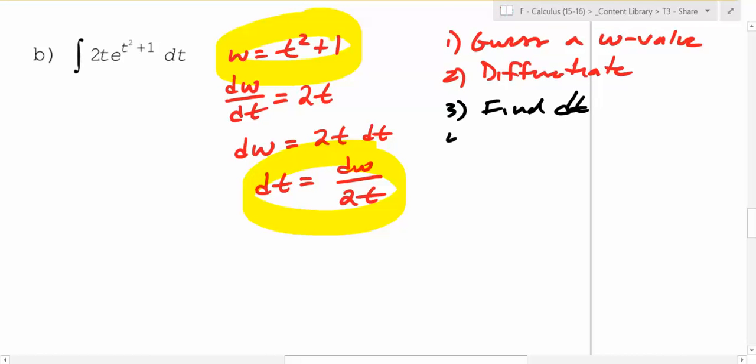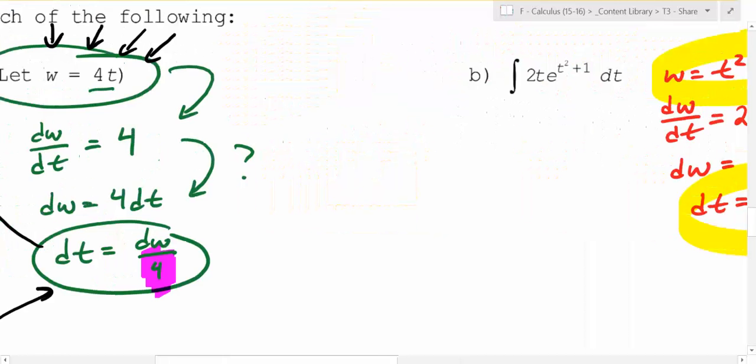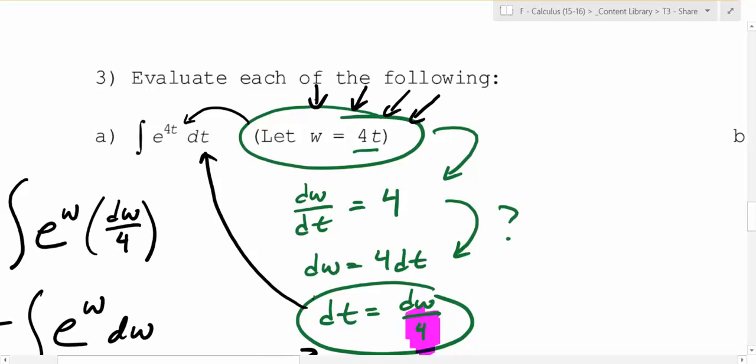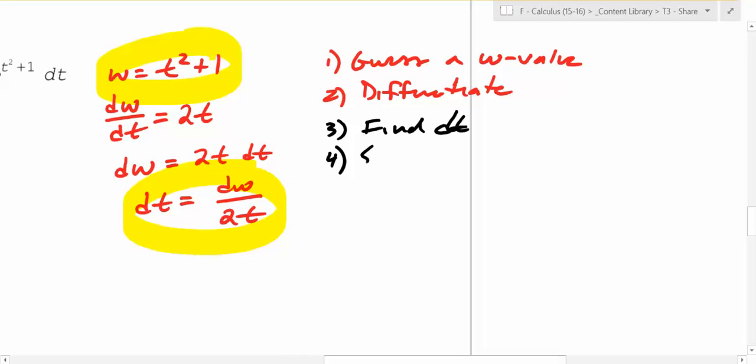So now what do we do? What do we do with those two things once we find them? We take those two things that are circled in yellow and what do we do with them? Gabby, what do we do with them now that we have those two things? What did we do over here once we had those two things? Yeah, we substituted them in. So we're going to substitute these in.